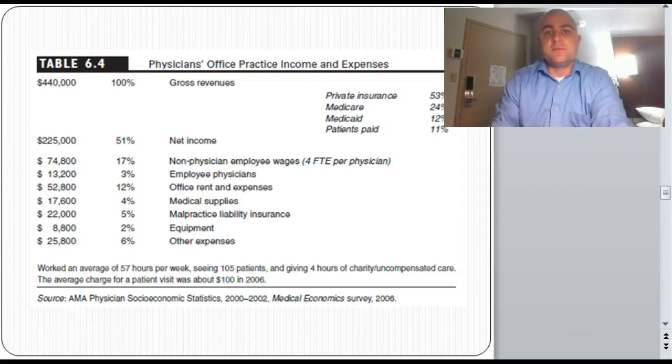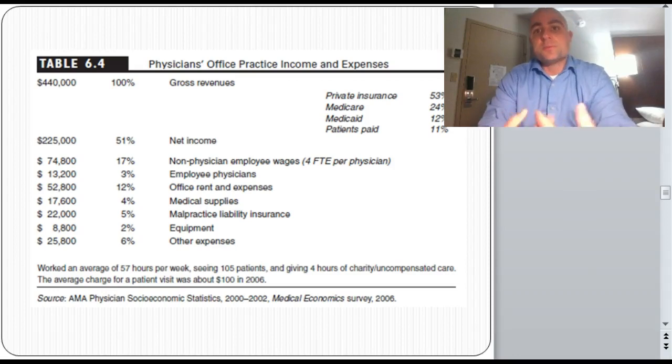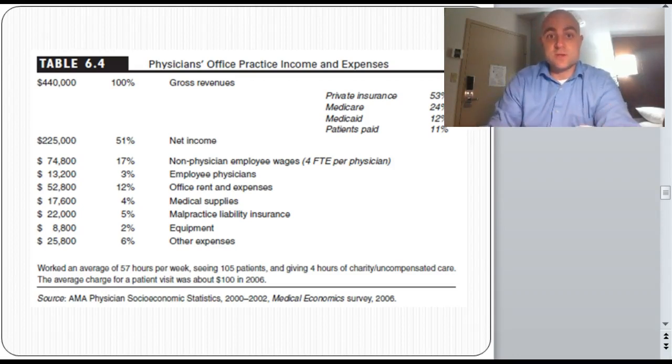So on the other side of the balance sheet when it comes to doctors is their expenses. And when you look at a doctor's office, approximately half of all the revenue that comes in goes out as costs. So doctors have a large amount of costs. In addition to having to pay things like employees, malpractice, and materials, the physicians also need to pay for things like initial investment, student loans, and so forth.